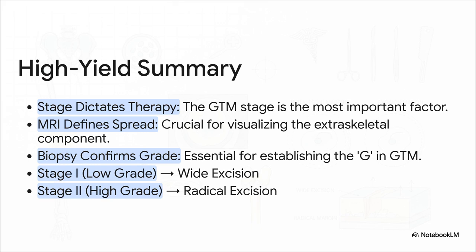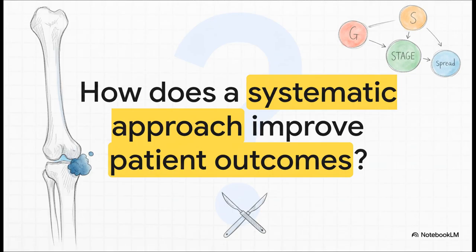And finally, burn this into your brain. Stage 1, low grade, gets a wide excision. Stage 2, high grade, gets a radical excision. Simple as that. So I'll leave you with this to think about. In a field where the stakes are this high, how does sticking to this systematic approach, from staging to imaging to biopsy to surgery, how does that discipline directly prevent misdiagnosis and ultimately lead to better outcomes for our patients? It's the structure that provides both safety and success.